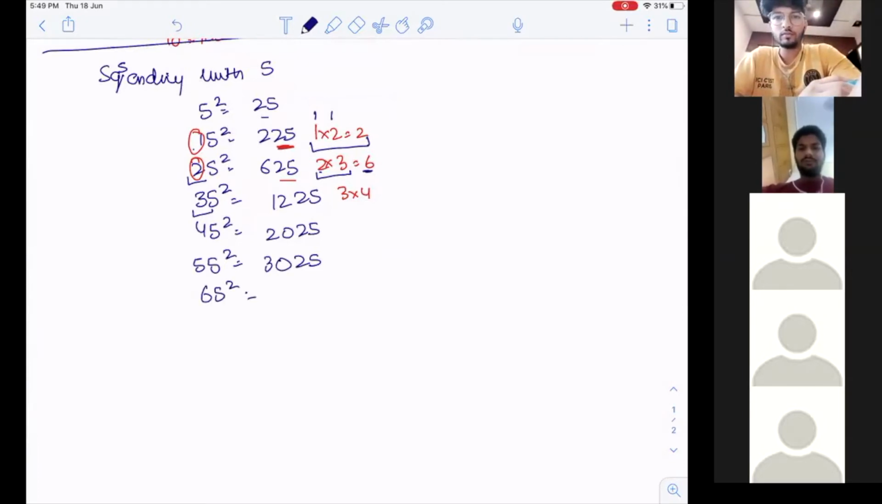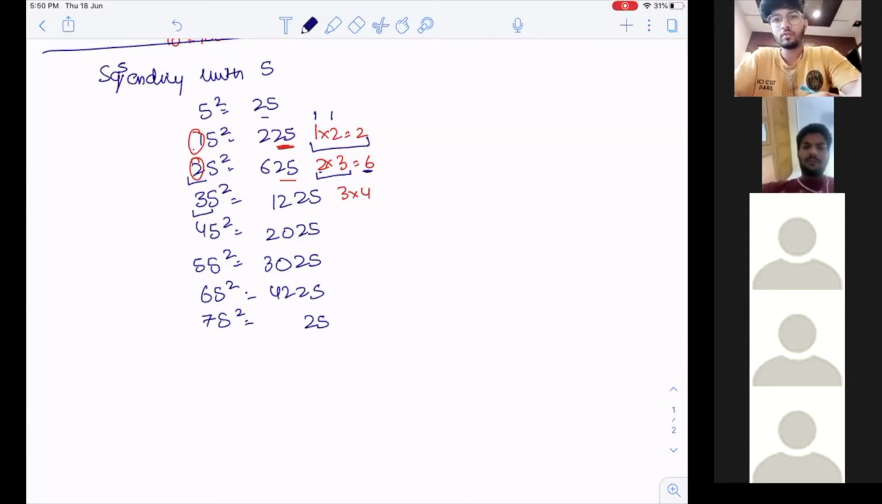Could you please tell me? Niharika, could you please tell me 65 square? Quickly, 65 square. Sir, 4225. Any doubts with this? Similarly, what is 75 square? No, 75 square now.